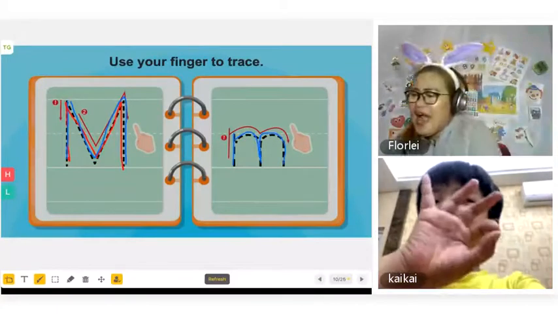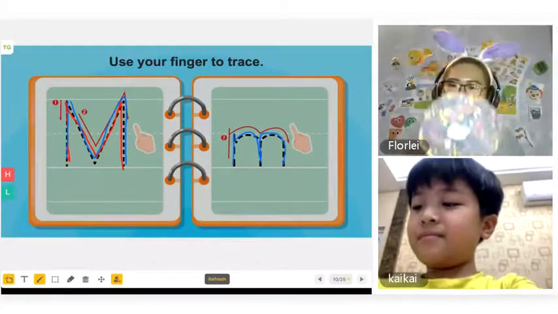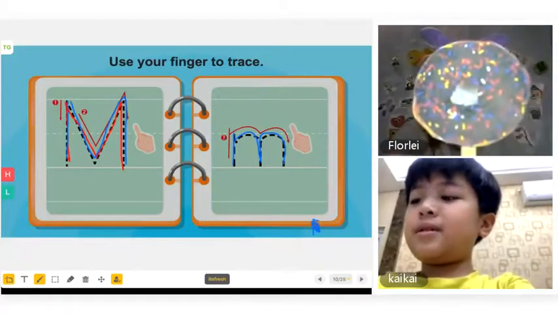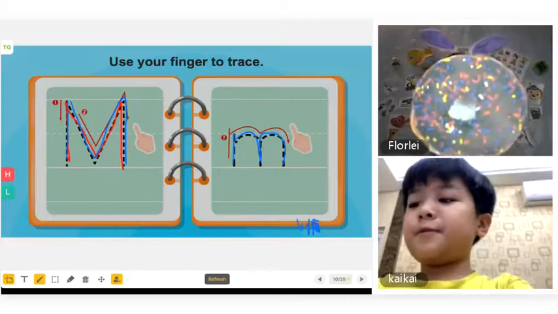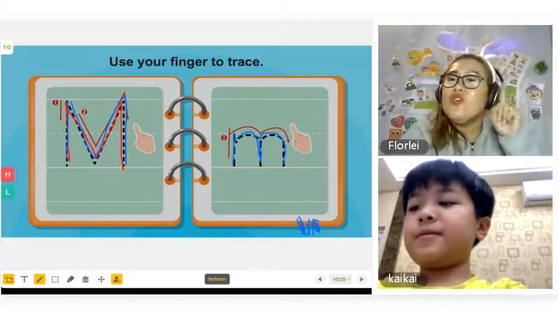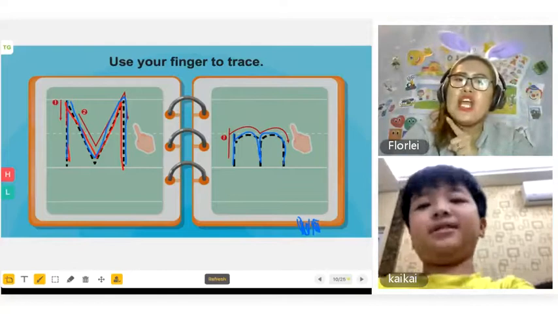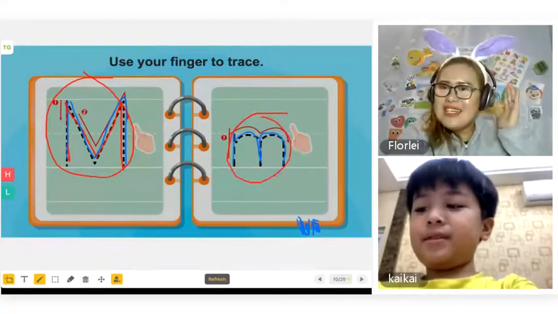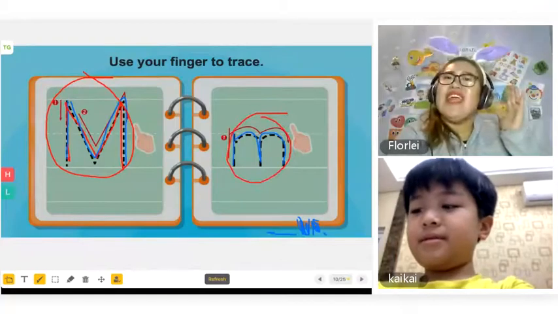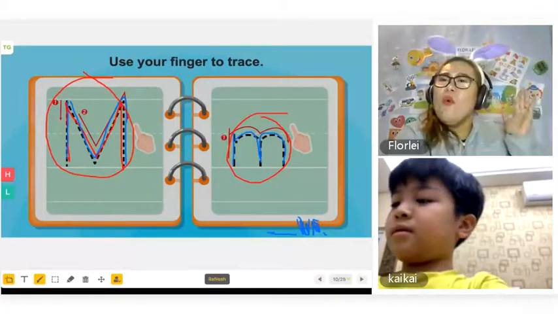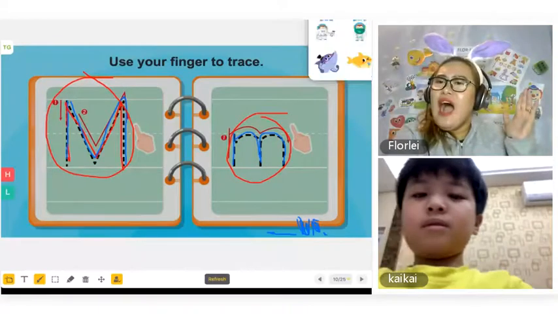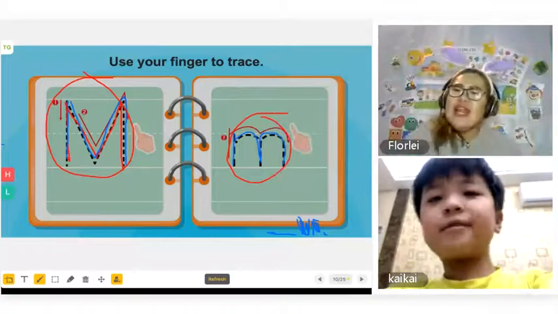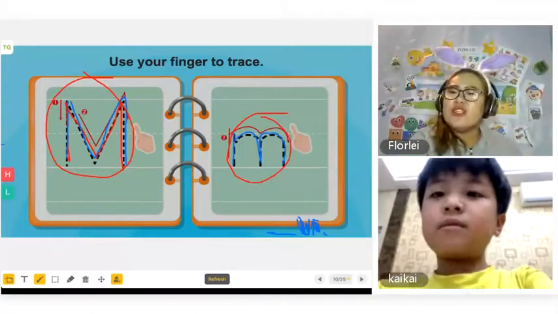High five, Kai Kai, I will give you a donut, a yummy round donut for Kai Kai. Very good. Now let's read what you praise. Big M. Small M. Very good. I will give you an emoji. What emoji am I gonna give to Kai Kai? 100% high ten emoji. Wow. Very good. Now let's go to page 11.